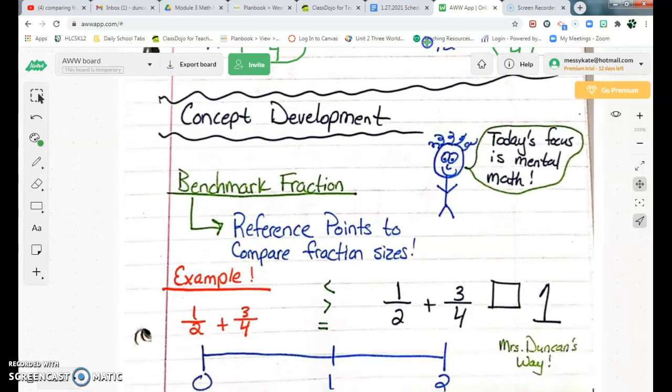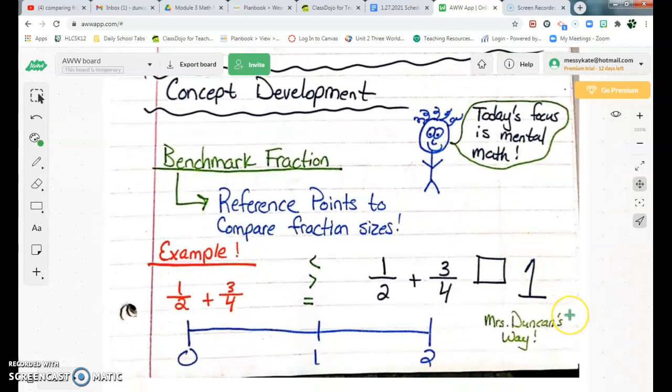Jumping down here to concept development, I have kind of a difficult concept today. I'm not going to lie. I searched on YouTube for about 40 minutes trying to find a fun, catchy song or a catchy video that was going to help explain this concept, and I couldn't come across anything that I found useful. So we're just going to go through it and know that this is not the easiest.